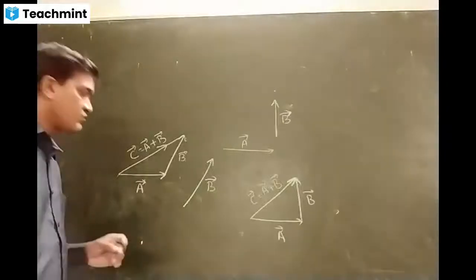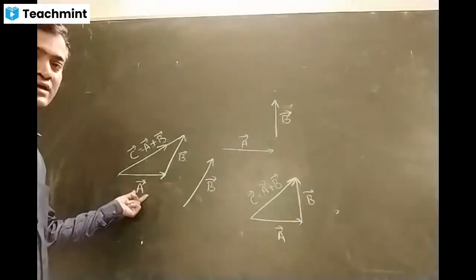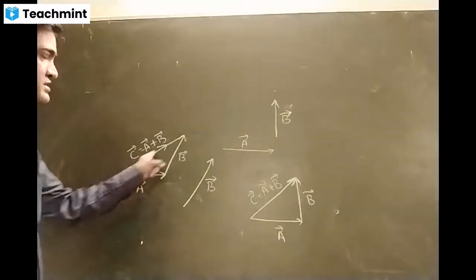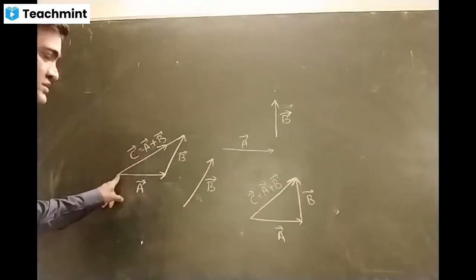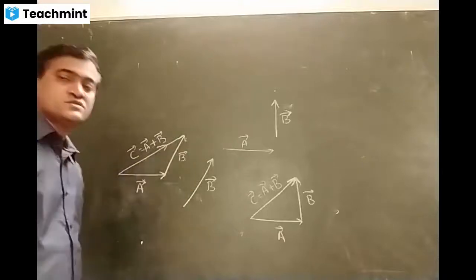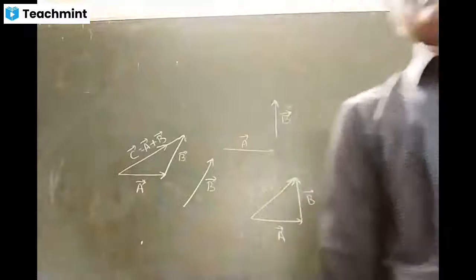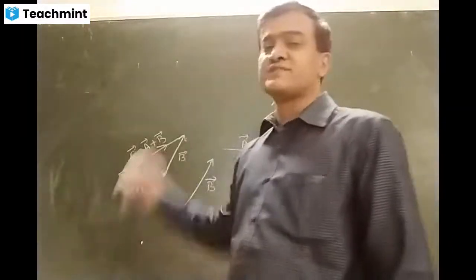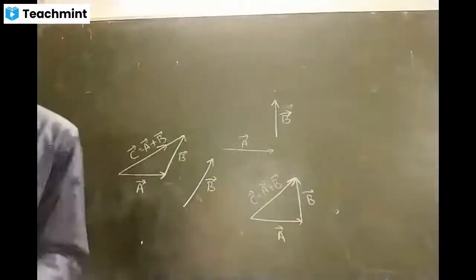The resultant direction is always from the tail of the first vector to the head of the second vector. What is the first vector? A bar is the first vector, B bar is the second vector. Now, if you look at the direction of this resultant, it is from the tail of the first vector to the head of the second vector. This is nothing but the resultant. This is the rule that we follow.